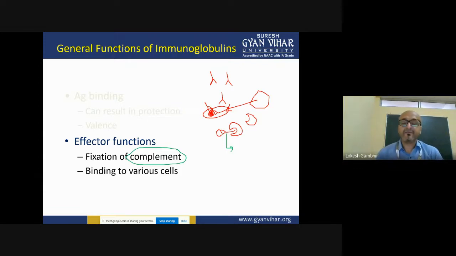So these are the main functions of antibodies, that they go for effector function, and along with the effector functions, they also go for antigen binding and clearance. And the end point is to clear the pathogen and to generate the immune response by activating the cells. That is the common function of immunoglobulins.